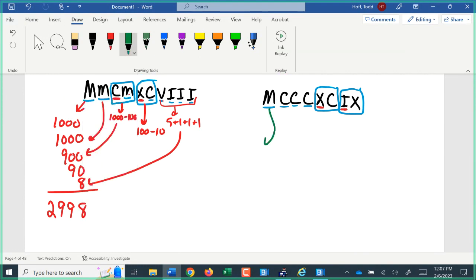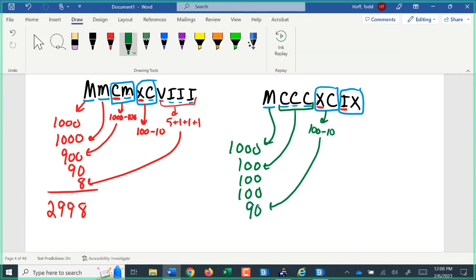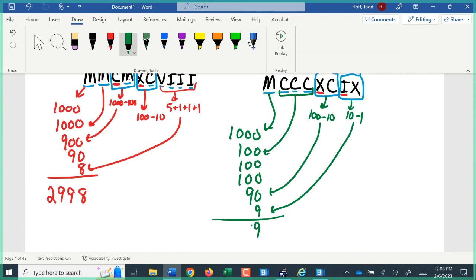So M is 1,000. C works together, 100, 100, 100. XC is 10 from 100, or 100 minus 10, which is 90. And IX is 1 from 10, or 10 minus 1, which is 9. So we have 9, 9, 3, 1. 1,399.